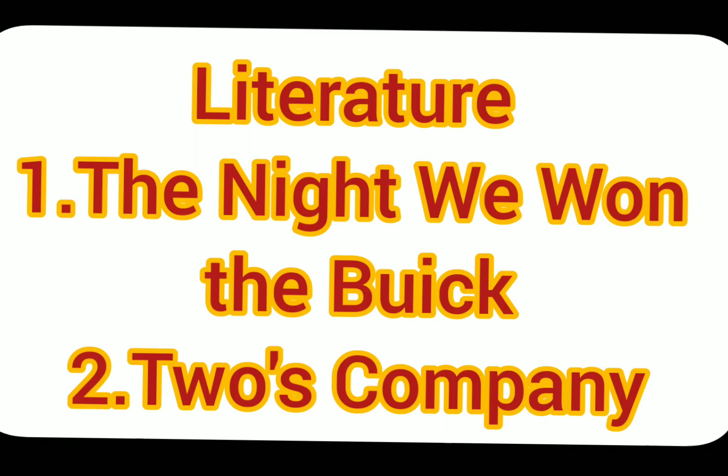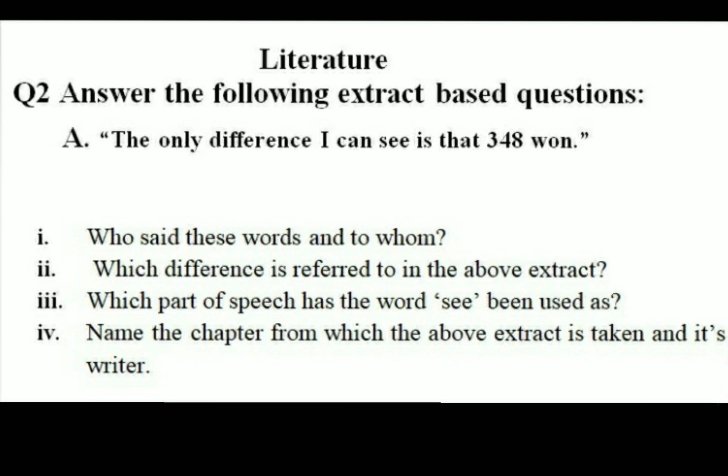Now let us move on to the literature section. So the two chapters, the chapter The Night We Won the Buick, and the poem Two's Company, are there for the test. Now let us begin with the first question of literature.